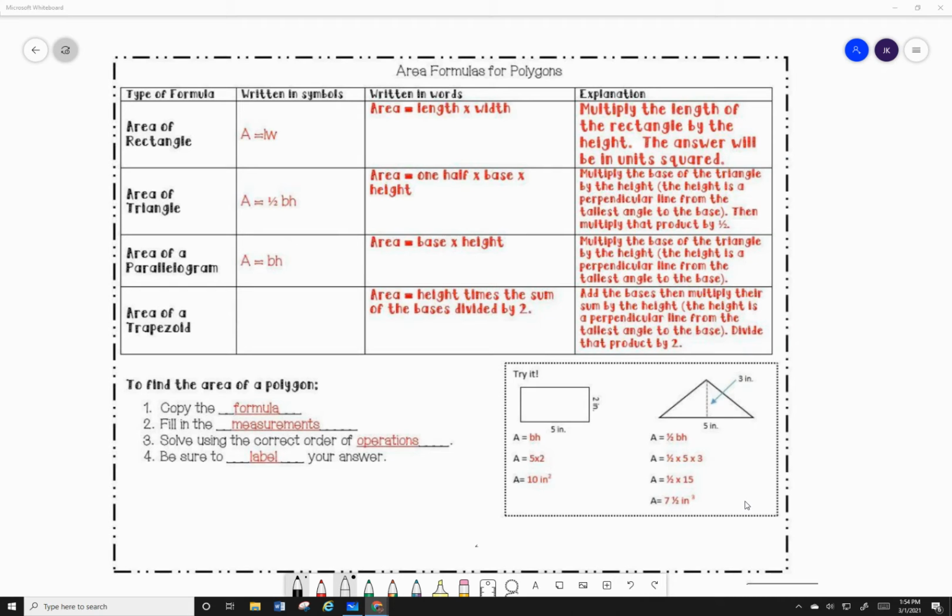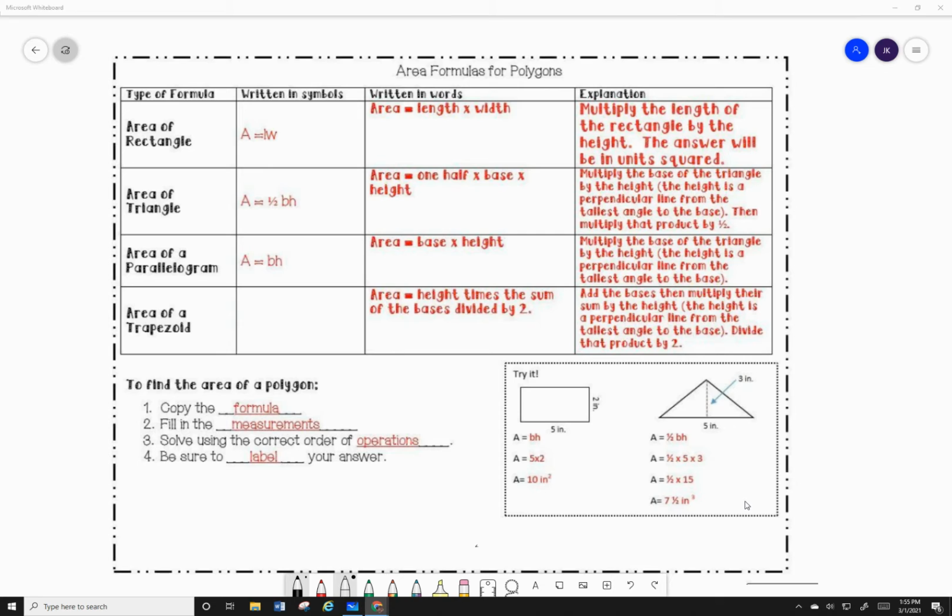Good afternoon, everyone. We are going to continue moving on with area. We have solved area of a rectangle, of a triangle, and of a parallelogram. Those are things that you should already have filled in your notes. If you do not have those things filled in, pause this video and you can copy the formulas and the information about those before we begin area of a trapezoid. And then you can restart the video when you are ready for trapezoid.